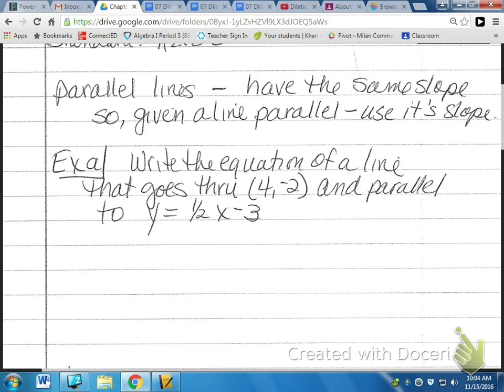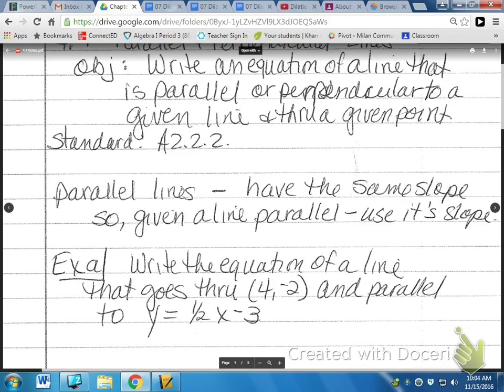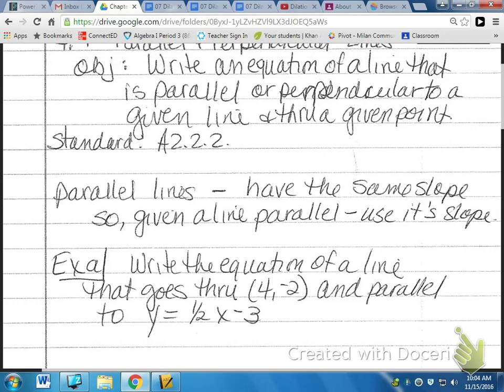Anyway, if you look at parallel lines, let me draw a couple. No matter where they are, they go exactly at the same slant. Okay? Those aren't perfect, but pretty good. They go exactly at the same slant. So therefore, parallel lines have the exact same slope. So given a line parallel, you use its slope.